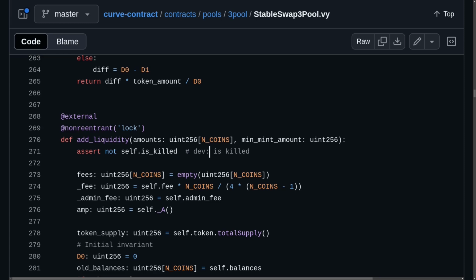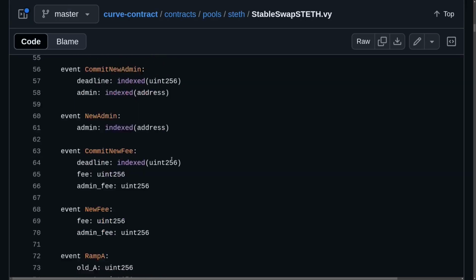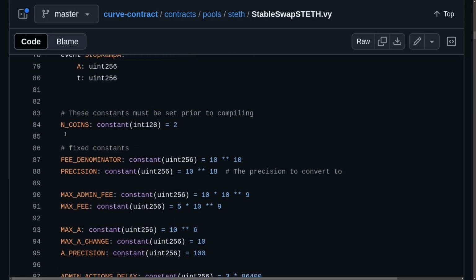In comparison, let's take a look at how the function add liquidity is defined for the STETH pool. The StableSwap contract for the STETH pool is located under Curve Contracts, Pools, STETH, and the name of the contract is called StableSwap STETH. The first thing that I want to show you is n-coins. So scrolling down, here it is. The constant n-coins is defined to be 2. And this is because this pool contract holds 2 tokens, ETH and STETH.